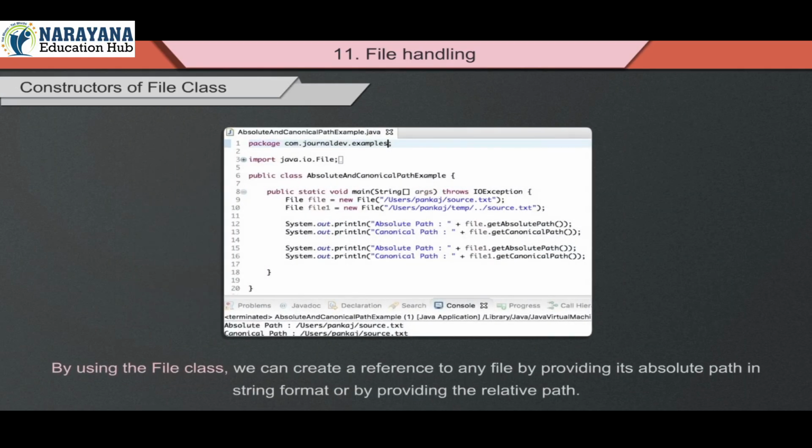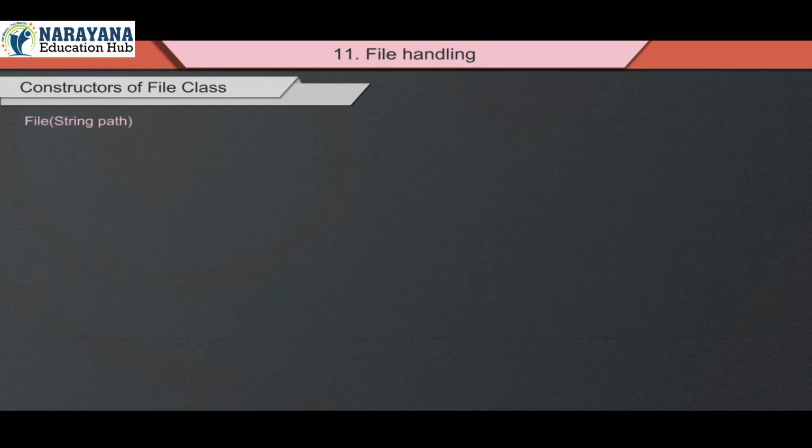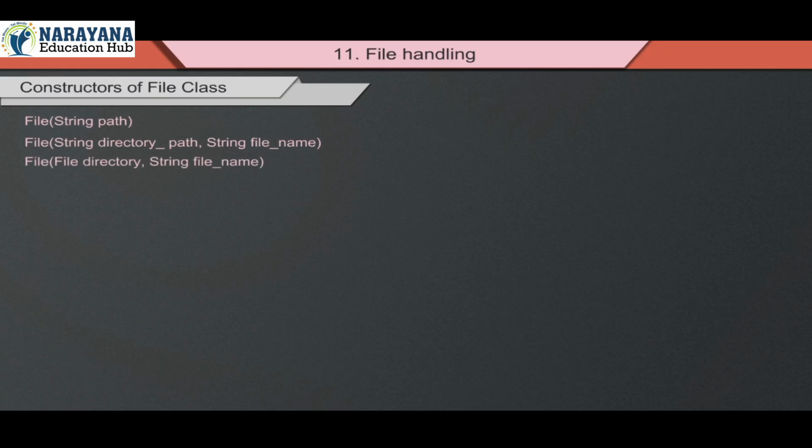Constructors of the File class. By using the File class, we can create a reference to any file by providing its absolute path in string format or by providing the relative path. The File class provides the following constructors to refer to a file or a directory. File(String path), File(String directory_path, String file_name), File(File directory, String file_name).